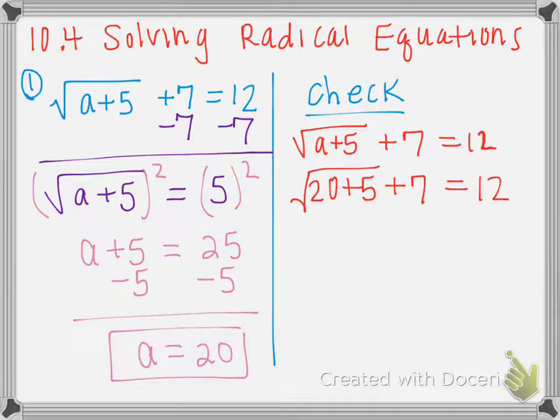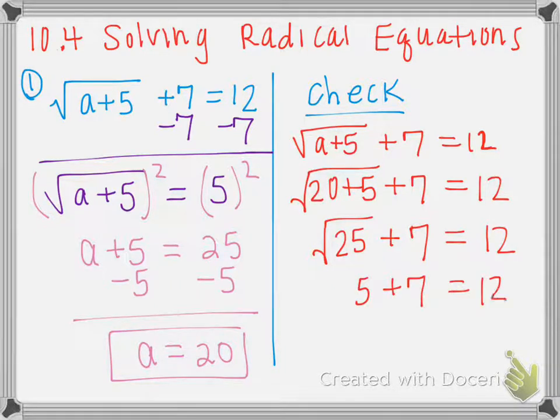Then we're going to follow order of operations. We're not going to solve it like we did on the left. So 20 plus 5 is 25. We're going to put that under the square root, and we're going to prove that this equals 12. So the square root of 25 is 5, add 7, and 7 plus 5 is 12. So 12 equals 12, and it checks out. So notice the right side of your check stays a 12 the whole way down, and so you prove that the left side actually equals 12.